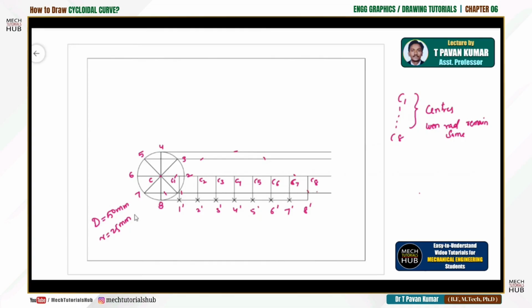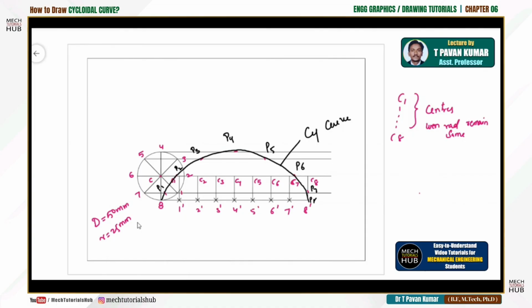Accordingly you have to trace the curve. If these are my intersections, let me call the first one P1, P2, P3, P4, P5, P6, P7, and the final one P8. Accordingly the curve is going to be traced something like this. Roughly I am showing you, this is how we need to do. This is what the curve looks like. This curve we call a cycloidal curve. The more you divide, the smoother a curve we can easily achieve.